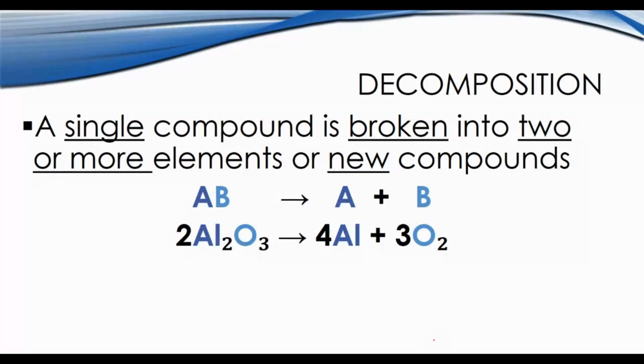So let's look at the definition that we have on screen. A single compound that is broken into two or more elements or new compounds. So basically the idea here is that, again, we start with a compound, for example, aluminum oxide, and after the reaction has taken place, the elements, and it doesn't have to always be split into elements, it could actually be split into compounds, will be the result, right? The products.